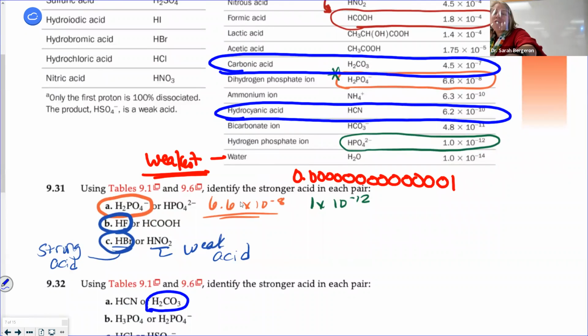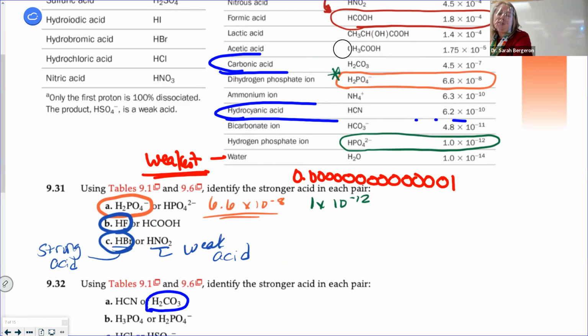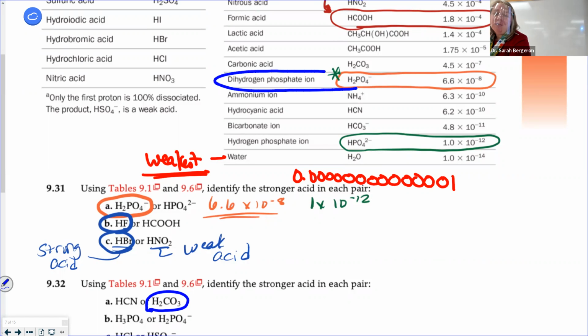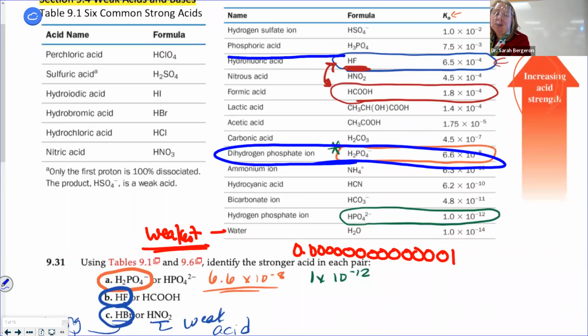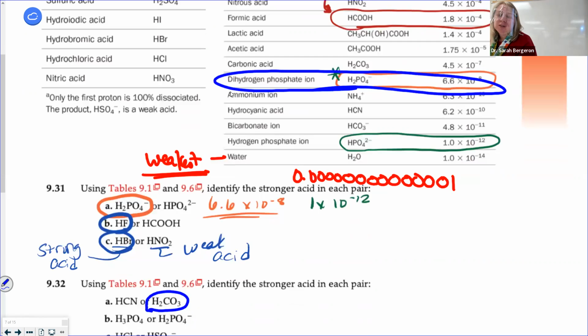H3PO4 or H2PO4. I can't erase all the other writing, but I can at least erase this one. Okay, so we have H2PO4, and then we have H3PO4. So we're comparing phosphoric acid and dihydrogen phosphate ion. Which one's stronger? Phosphoric acid.